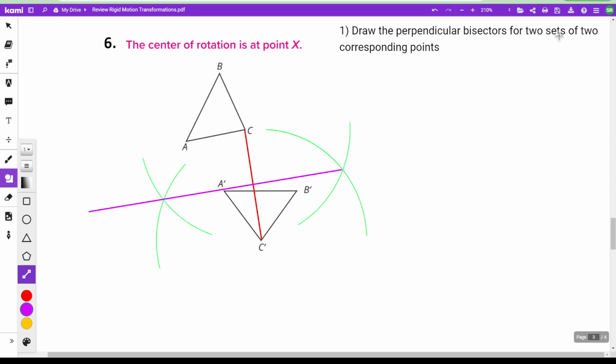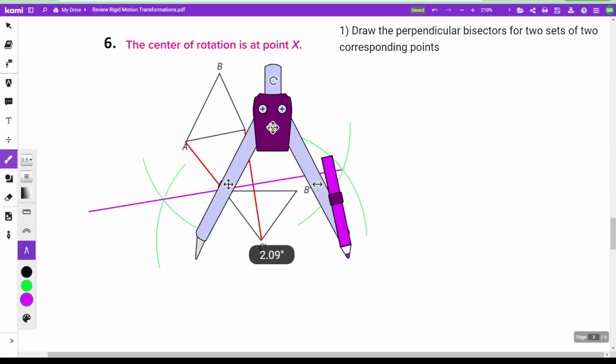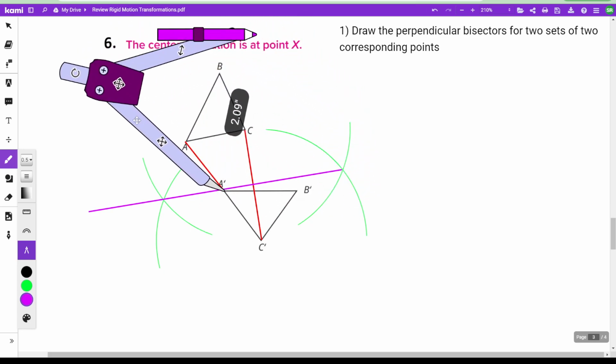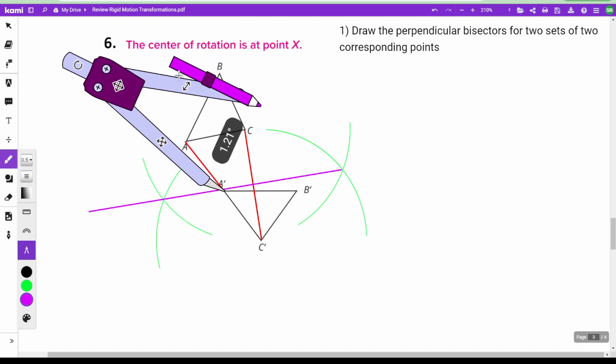Now I need to do it for another set of 2 corresponding points. We need 2 sets. Another set of 2 corresponding points would be A and A prime, so those are the ones I'm going to pick. We'll begin by drawing a line from A to A prime, and I'm going to make the perpendicular bisector to that line. Like I said, place your compass so that the point is on one end of that line segment, and I'm going to make these orange.